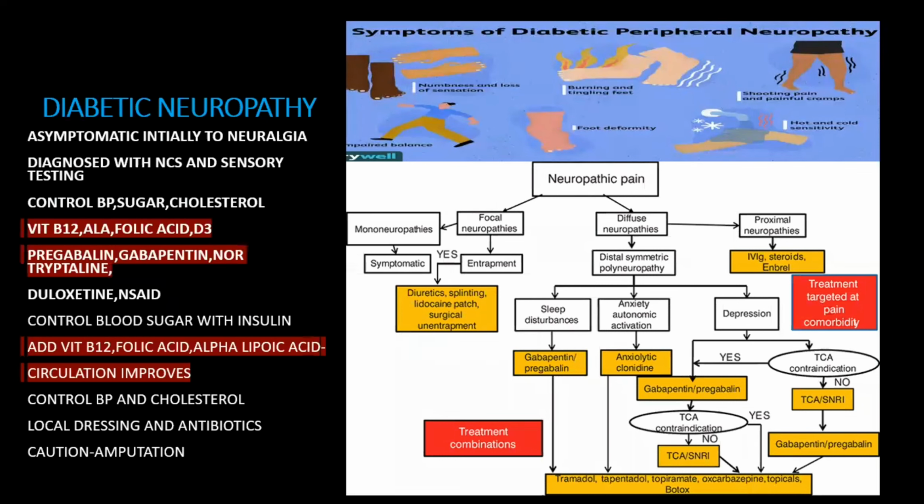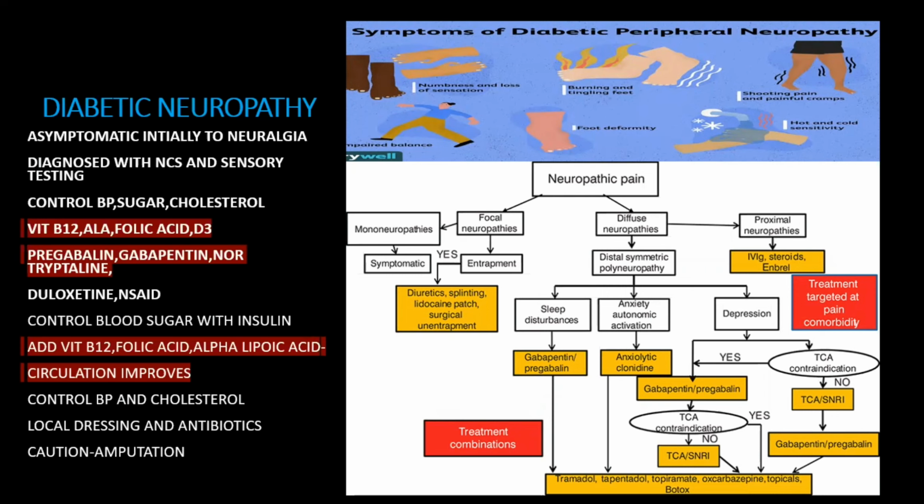Diabetic neuropathy. Initially asymptomatic to neuralgia, diagnosed with nerve conduction study and sensory testing. Symptoms: numbness and loss of sensation, burning and tingling of feet, shooting pain and painful cramps, hot and cold sensitivity, foot deformities, and impaired balance.